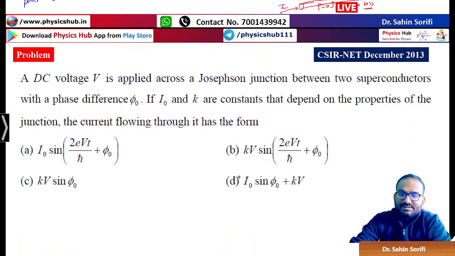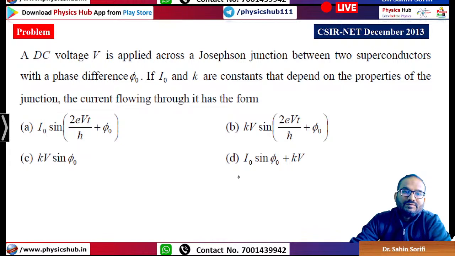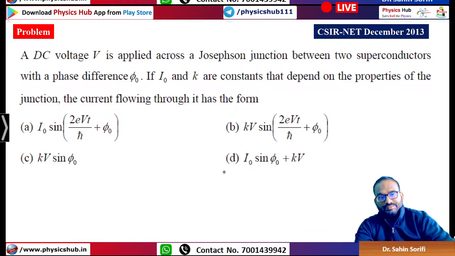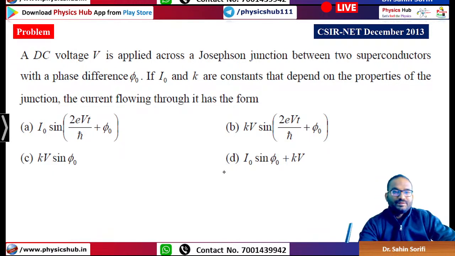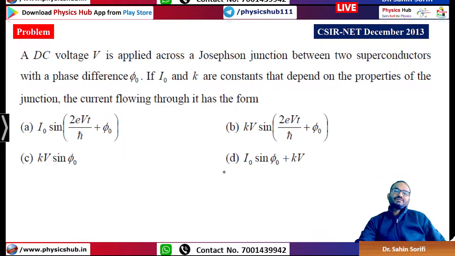One question, let's see. A DC voltage V is applied across a Josephson junction between two superconductors with a phase difference phi naught. If I0 and K are constant, what are the dependent properties of the current flowing through it? Tell me what will be its answer?